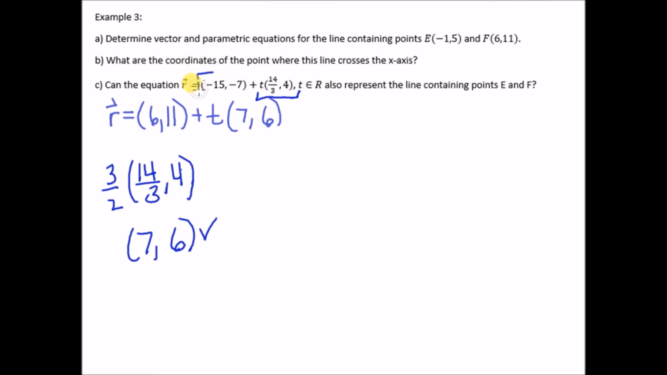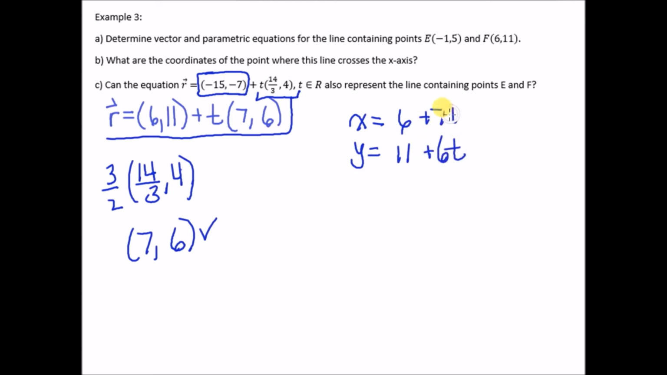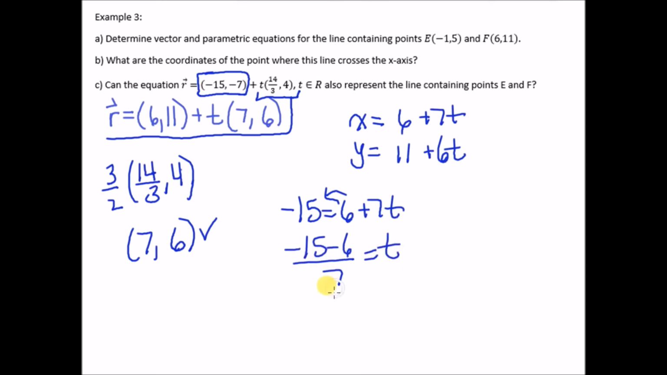Now, what we want to do is ensure that negative 15 comma negative 7 lies on our line. If it lies on our line and it's the same direction vector, we have a point, and then it's going to be the exact same line. Okay, 6 and 11, plus 7t, plus 6t. So let's plug in negative 15 where that x is. So negative 15 equals 6 plus 7t. Bring that over. Negative 15 minus 6 over 7, negative 21 over 7. I get t equals negative 3.